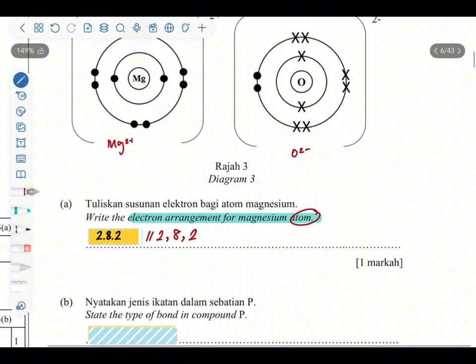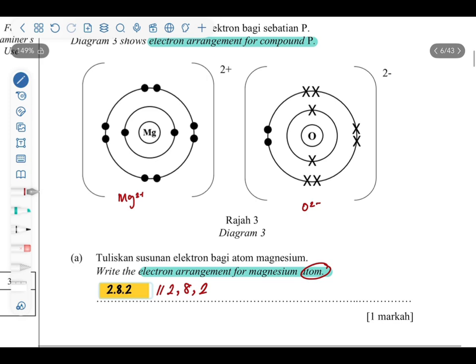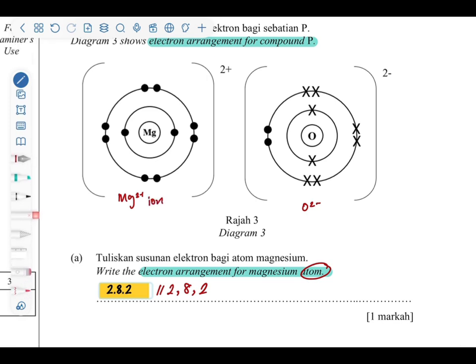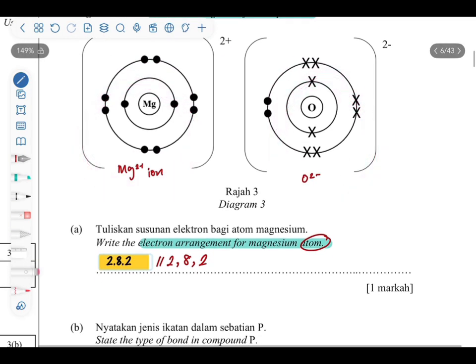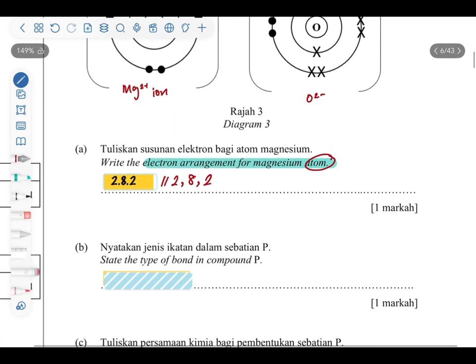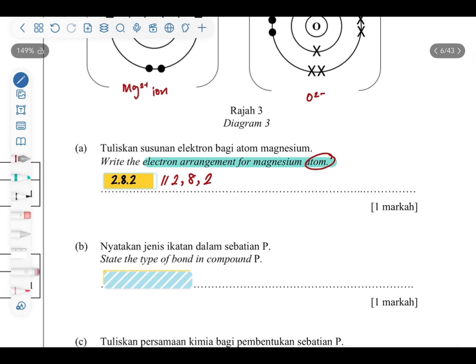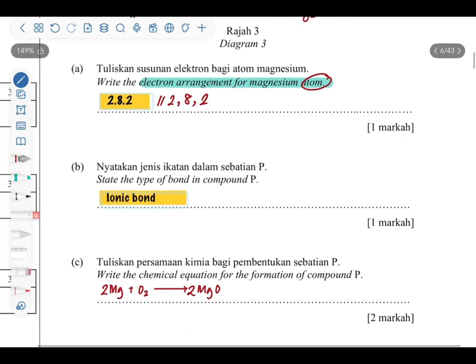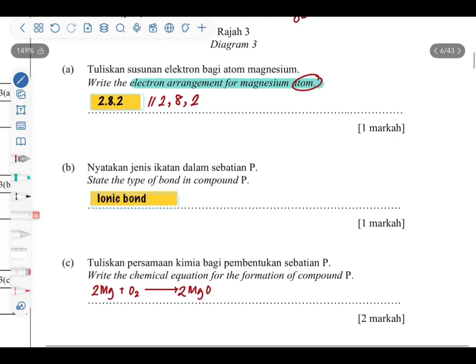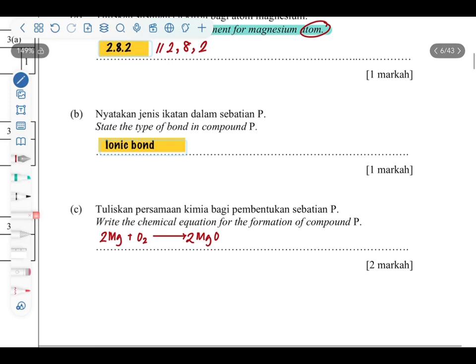B. State the type of bond in the compound P. So this is ion. As what I mentioned, this is actually the magnesium ion, and this is the oxide ion. So when there is an ionic bond in the compound P, the type of the bond will definitely be ionic bond. So write the chemical equations for the formations of the compound P. So this is the answer.